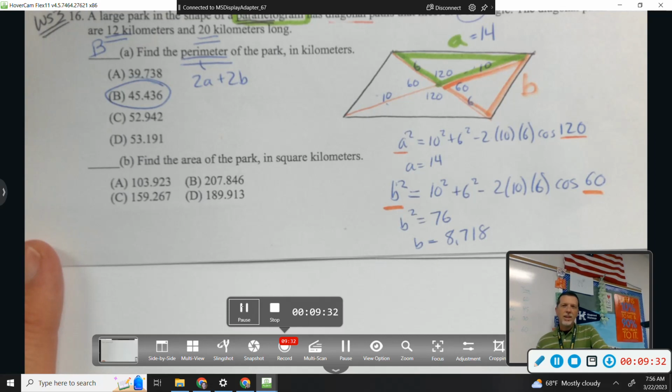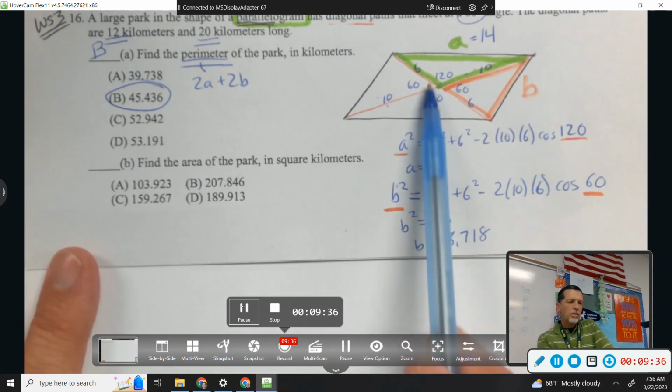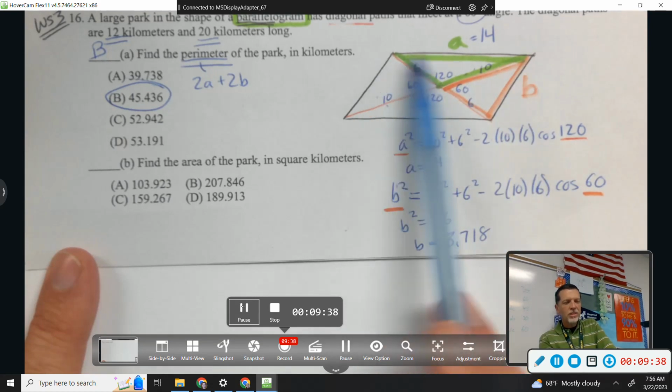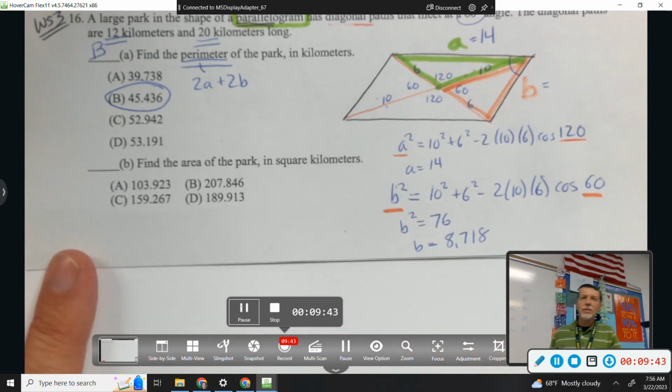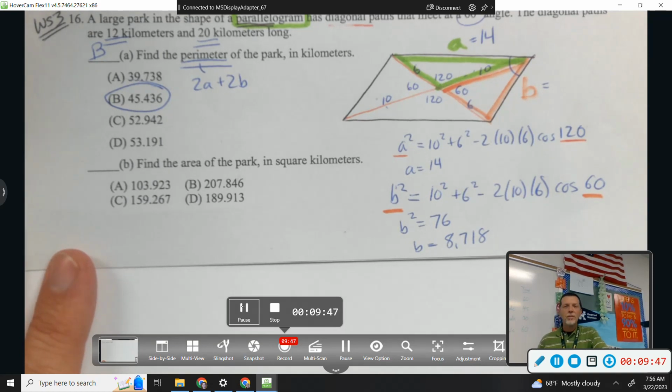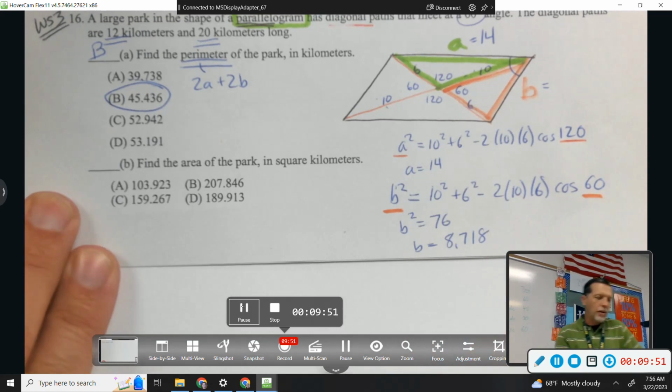I think if you were really, you could do this big triangle because you know B and you know A, but we don't know that angle right there, so that would take some work to get. So I think your way is the better way. We have everything we need to find area of green and area of orange, so I think I would just do that.